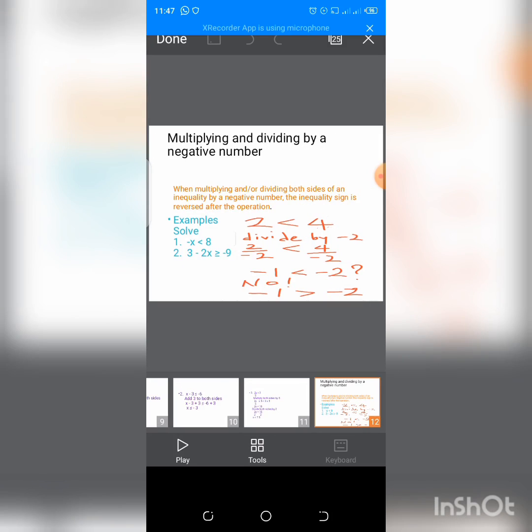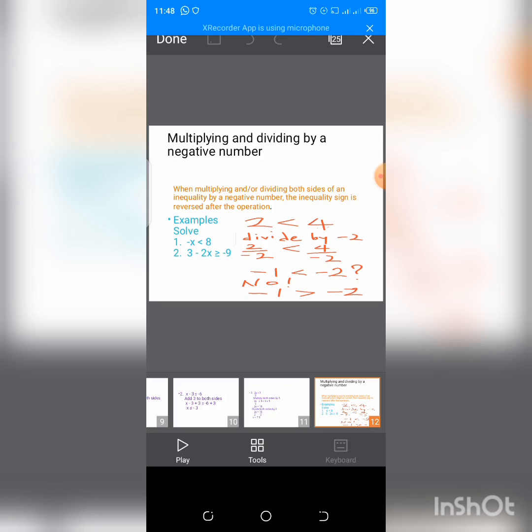Now comes the uniqueness of inequality. What differentiates inequality from equation is the fact that when we multiply or divide by a negative number, something has to happen. What is going to happen? Check out that little illustration in red. 2 is less than 4. Of course, 2 is less than 4. Then we choose to divide both sides by minus 2.